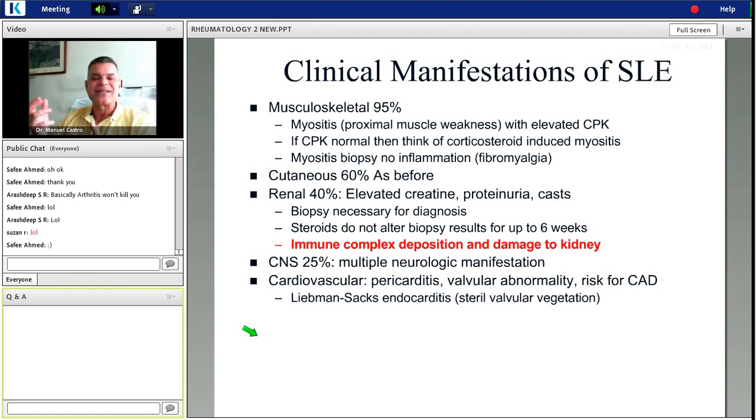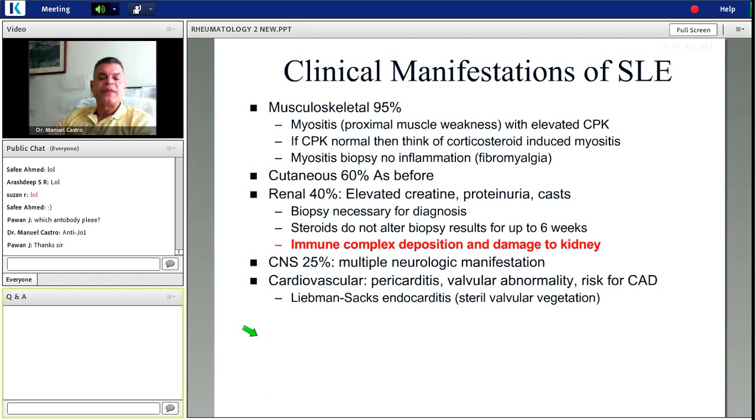Now, 60% of them will have cutaneous issues, right? Either a malar rash, a discoid rash, or a photosensitivity rash, as we saw before. Now, 40% of the patients are going to have renal involvement with an elevated BUN, creatinine. They can have proteinuria. They can have protein casts. Yes, it's going to be for polymyositis. The antibody that you're going to see for polymyositis is anti-Jo-1. Okay, I wrote it right there for you.